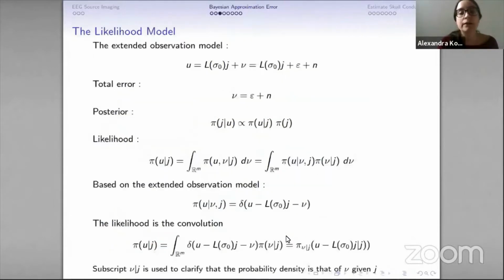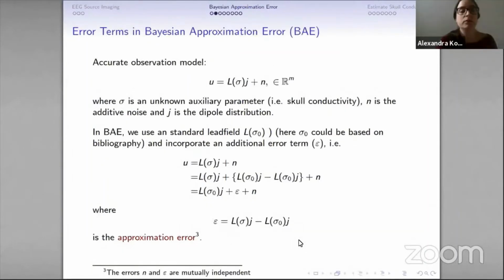So a little bit about some simple mathematical things. Here we have the presumably accurate observation model, where we have U, the potentials, equal to the lead field matrix A, with sigma skull in parentheses, which denotes the skull conductivity, the parameter that we don't actually know, times J, which are our currents, plus the noise, which is additive noise.